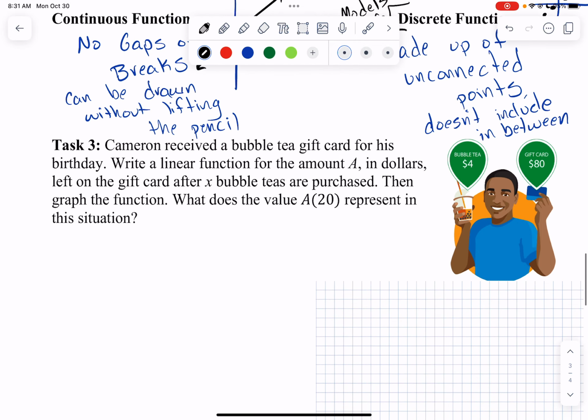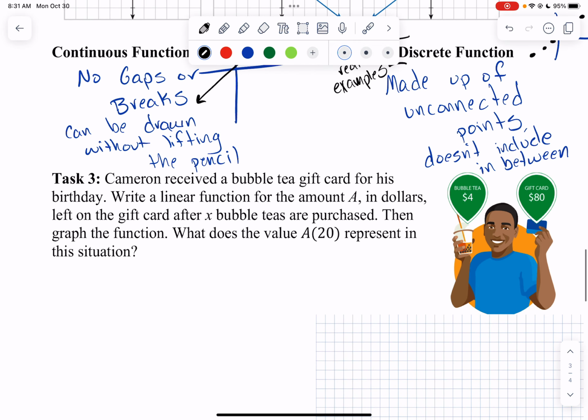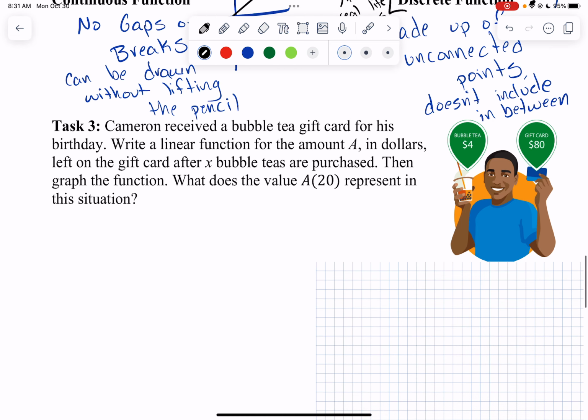Cameron received a bubble tea gift card for his birthday. Write a linear function for the amount A in dollars left, so the amount left on his gift card after X bubble teas are purchased. Then graph the function. What does the value A of 20 represent in this situation?